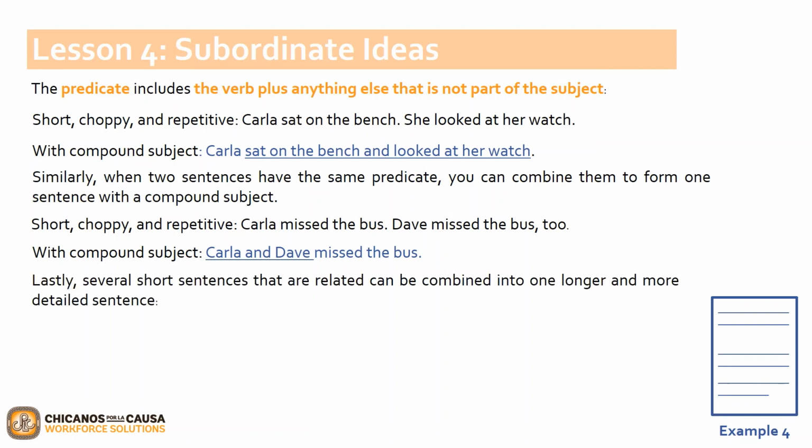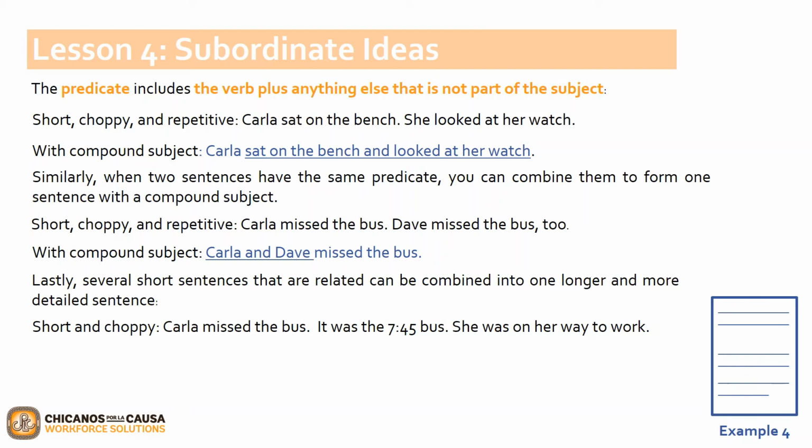Lastly, several short sentences that are related can be combined into one longer and more detailed sentence. For example, once again, we have a short and choppy sentence that says, "Carla missed the bus. It was a 7:45 bus. She was on her way to work." This sentence rewritten with more detail would say, "Carla missed the 7:45 bus on her way to work."